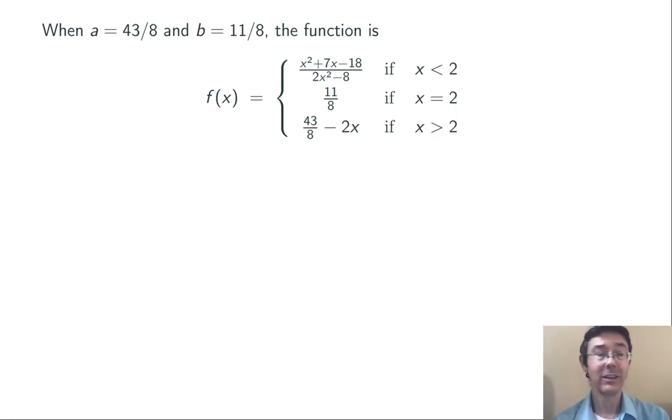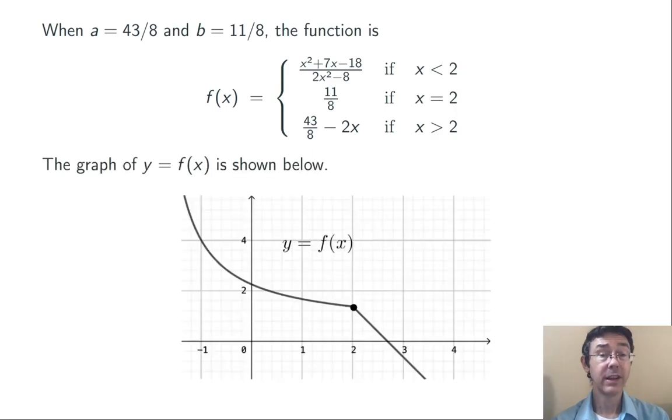Now my contention is that this function is going to be continuous at x equals 2. I've showed that already. Let's verify it by looking at the graph. Here it is. We can see that at x equals 2, the limit from the left of f of x is equal to the limit from the right of f of x, which is equal to f of 2. This function is continuous at x equals 2.